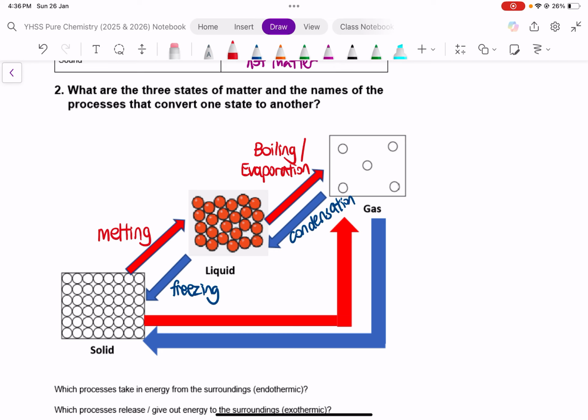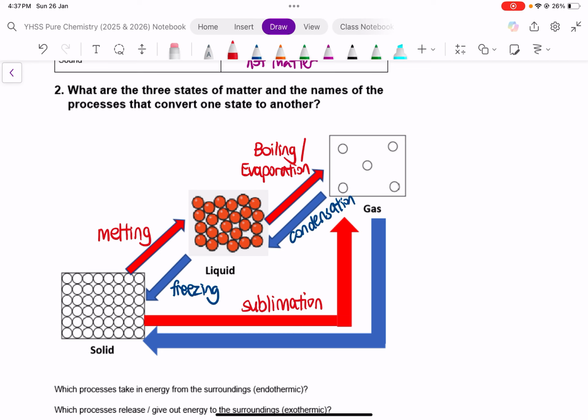Now, for some substances that you have learned, they are able to go directly from solid to gas without going through the liquid state. Going directly from solid to gas is called sublimation. You have learned substances like iodine and dry ice, which is solid carbon dioxide. They are able to undergo sublimation.